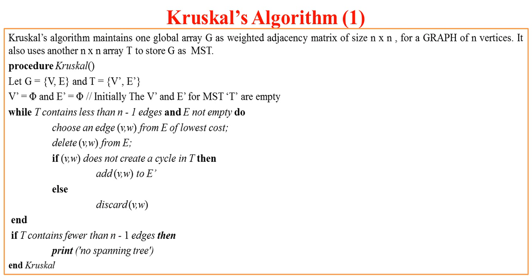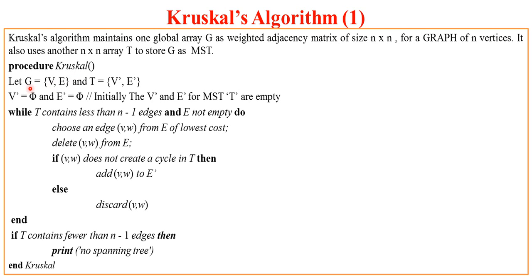The Kruskal algorithm maintains one global array G as a weighted adjacency matrix of size n cross n for a graph of n vertices. So it also maintains one n cross n array T, that is for storing T, that is minimum cost spanning tree for the graph G. Now algorithm is very simple.